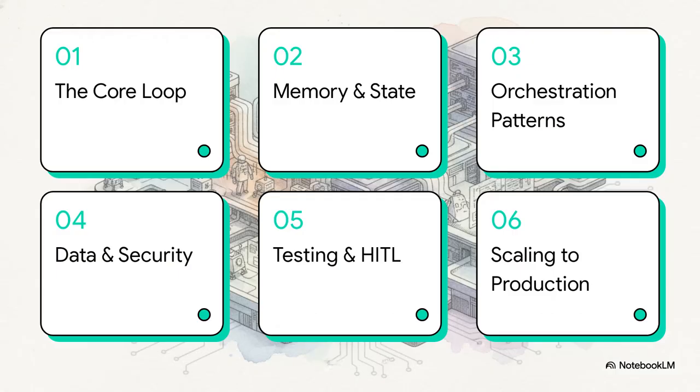So, here is our flight plan for today. We're going to build this mental schematic from the bottom up, covering the core loop, memory and state, orchestration patterns, data and security, testing with human in the loop, and finally how we safely scale all of this into production.